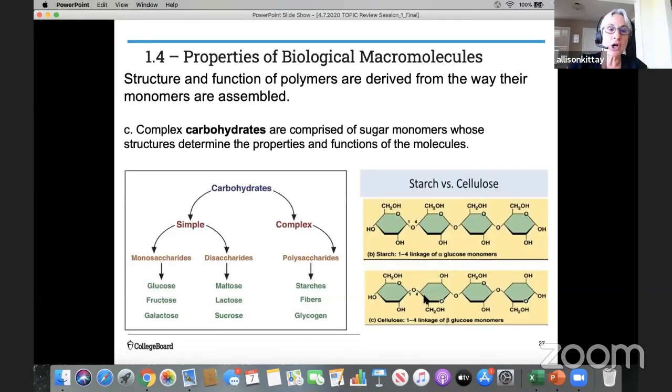So let's take a look at some carbohydrates and see how their structure and function is derived from the way that they're assembled.